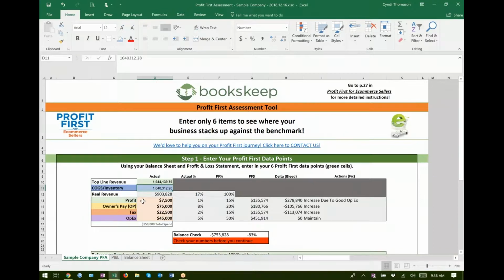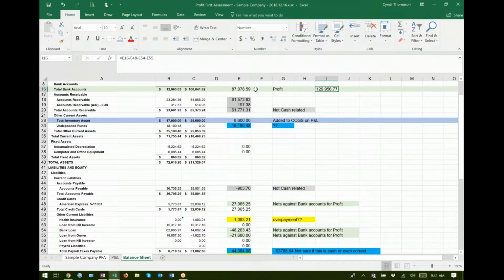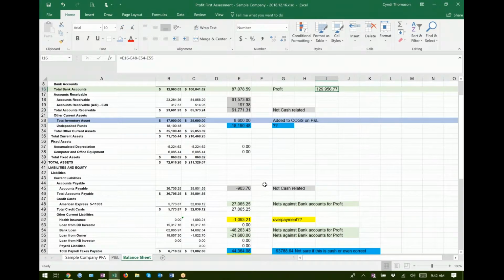Now we need to complete major accounts for profit first: the profit, the owner pay, the taxes, and the operating expenses. We'll go to our balance sheet to pull out the profit information. The next component that we need to add into our spreadsheet is our profit component. When we pull the profit amount from our balance sheet, it's simply looking at both what has increased in our bank accounts and also any change in the debts that we have in the business.